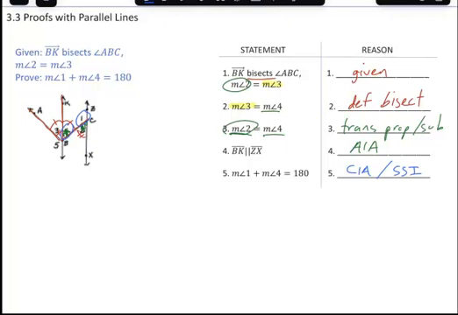Okay, consecutive interior angles 1 and 4 add up to 180 because those lines have been proven in step 4 to be parallel. We proved these lines are parallel. Therefore, the same side interior or consecutive interior angles have to be supplementary. And so that would be your justification for that.